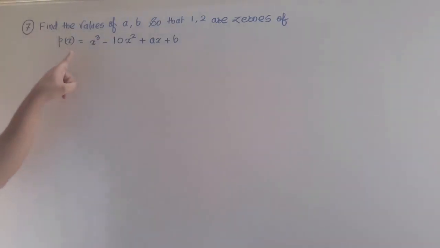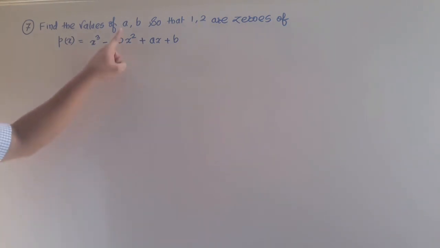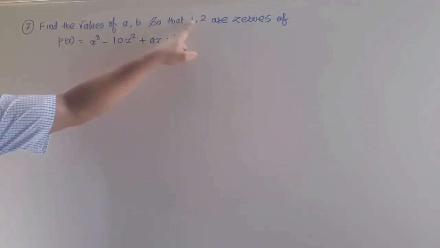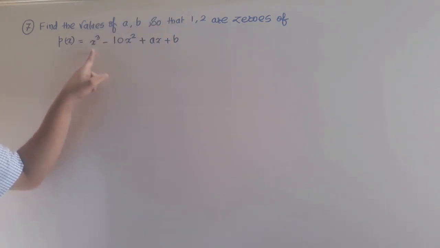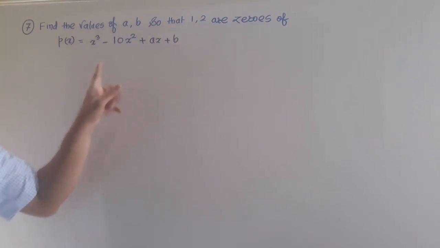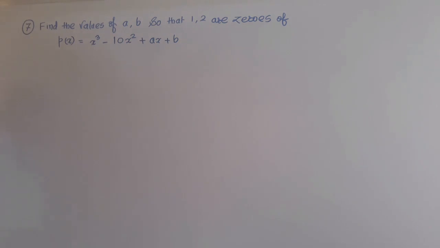Yes, all of you now see question number 7. In the 7th question, they are saying we have to find out two unknown values a and b, while we are given that 1 and 2 are the zeros. Means if you put in place of the variable x the value 1, then the whole value will become 0. Same thing will happen when you put 2. So now with the help of the two zeros given and the polynomial given to us, we can find out the values of a and b, which are unknown in this question.